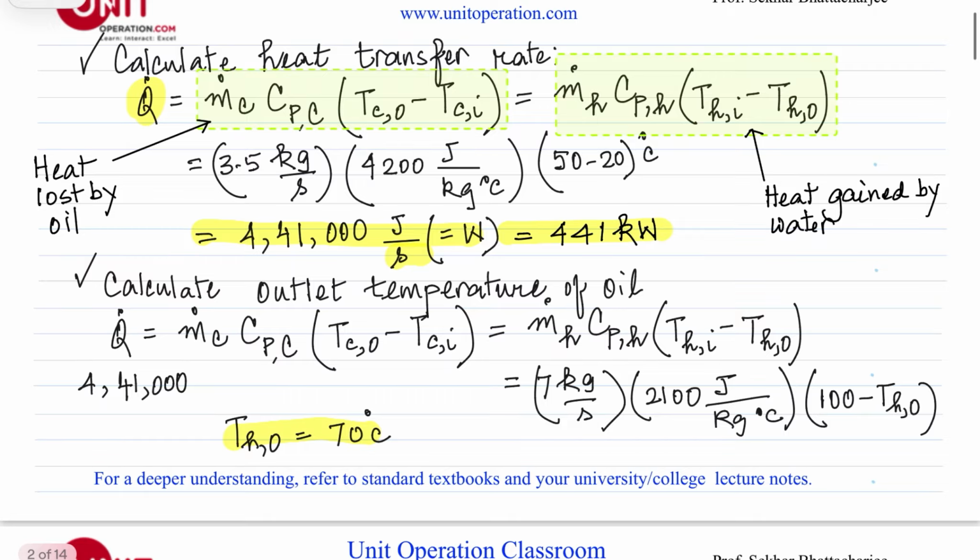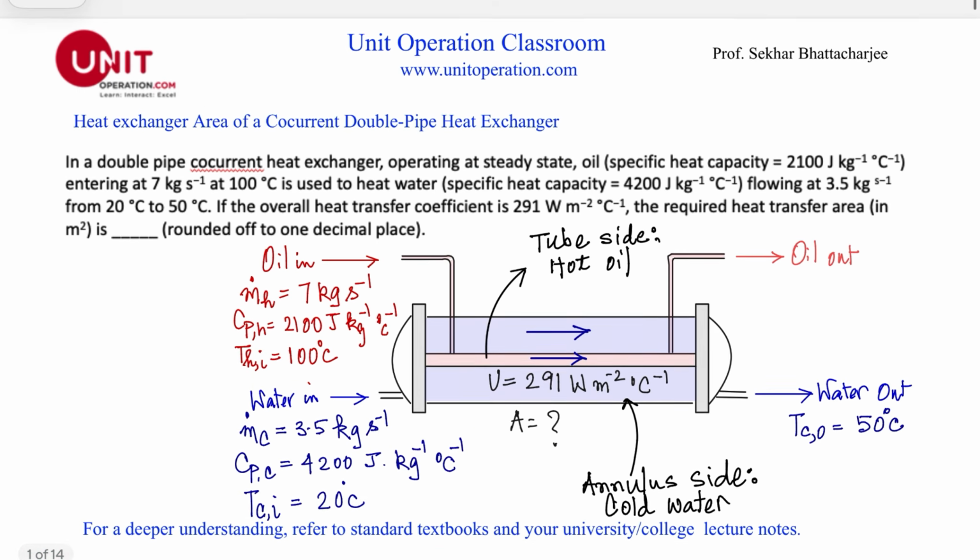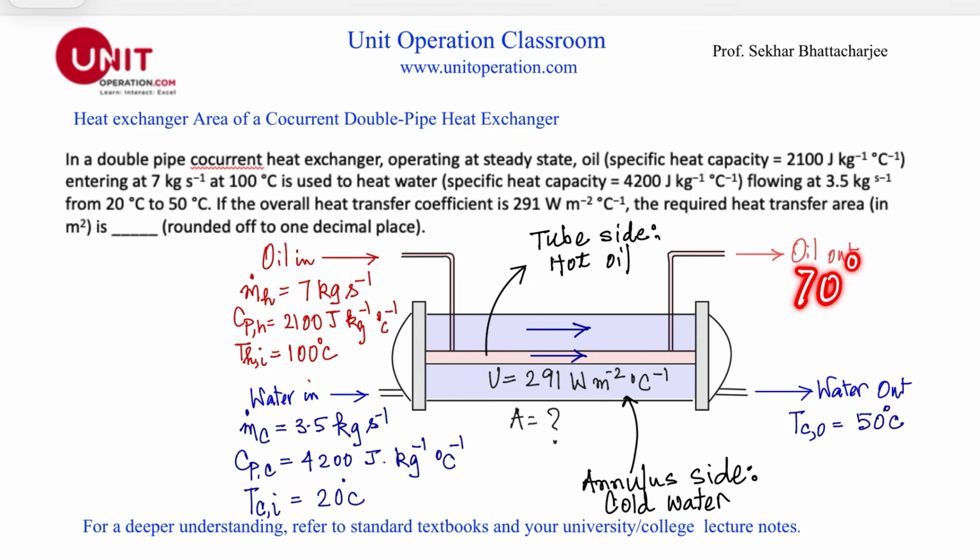This is a very simple problem. First, we calculate the total heat transfer rate. This is very standard, and we can find that it is 441, so this is so many kilowatts. We can calculate the outlet temperature of oil just by energy balance. Again, this is very standard, and it is 70 degrees Celsius. So this one will be coming out at 70 degrees Celsius.